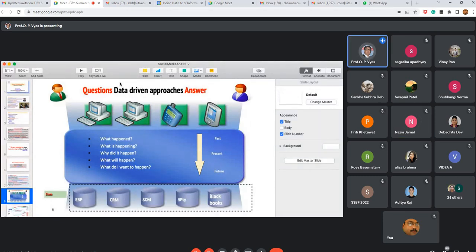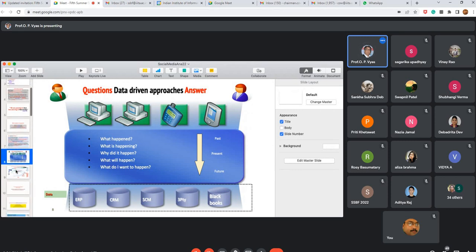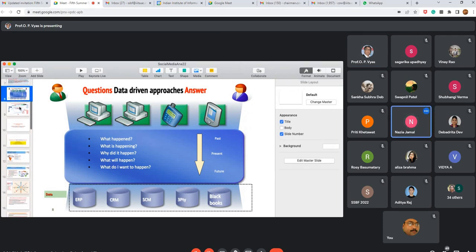So there are five questions, and they have past, present and future. Which question pertains to the answers of past or present or future? That is the answer. What happened is for the past. Surely. What is happening is present. Why did it happen is also past. What will happen is future. Why do I want it to happen? It will also be future.